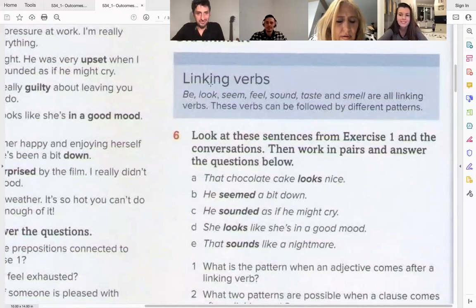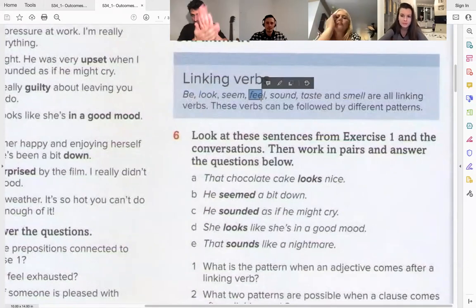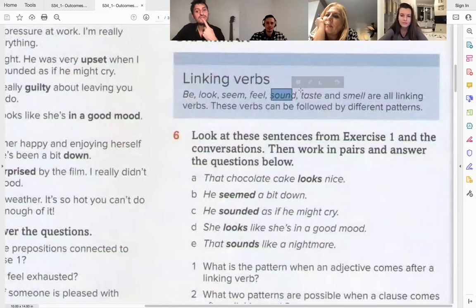That's right. So to be, okay, he is, she is. Look, we talked about it. Seem, feel, okay, that's something like the touch. Sound, we talked about sound. Taste, because these are all the senses. And smells. Okay, smells nice. Smells like a flower shop. Smells as if somebody burned the rice.